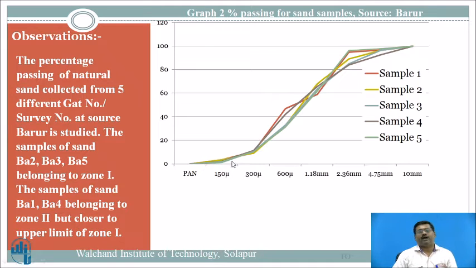Now this is the graph for this. Sample 1 is BA Barur 1, and this green line is BA 5. So we have 3 samples from zone 1 and 2 samples from zone 2. This is the graph which is shown here. The 2 samples which are going on the higher side are the zone 2 samples, and the lower lines are showing zone 1 samples.